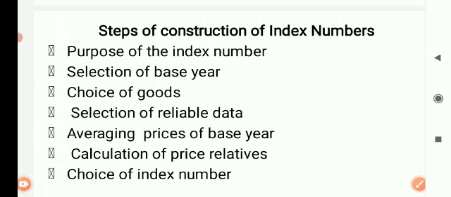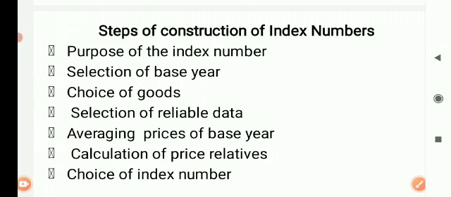Suppose the price of a product was 50 rupees per kg in 1991, so whatever price was there in 1991, that is the base year price. So based on that price we have to find out the current year price. Because of that, the base year price is very very important for the construction of index numbers.